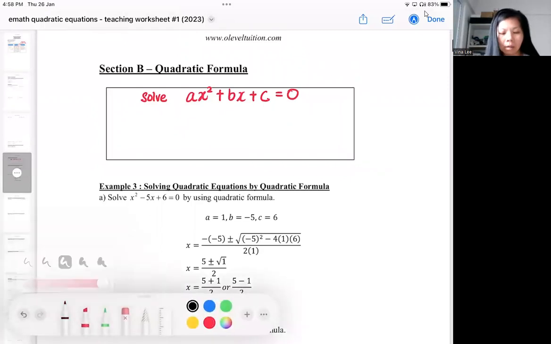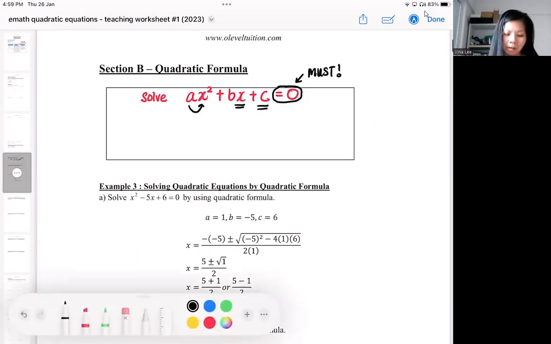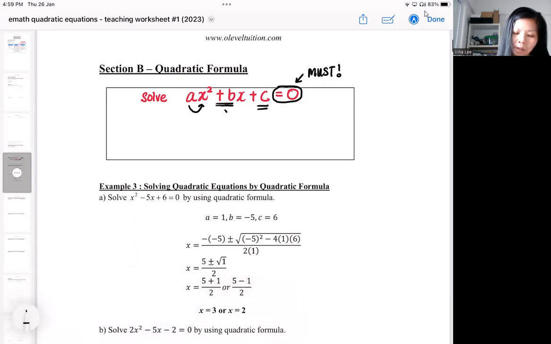Same idea as your Sec 2: we must have the equal to 0. Then that is considered solving. For quadratics, usually we like to arrange it very neatly: x squared, x, and then constant. There is also a definition for A. A is the number beside x squared. Do not mix up the A and B. B is the number beside x. Sometimes B can be negative. And C will just be the constant. Again, C can be negative as well.